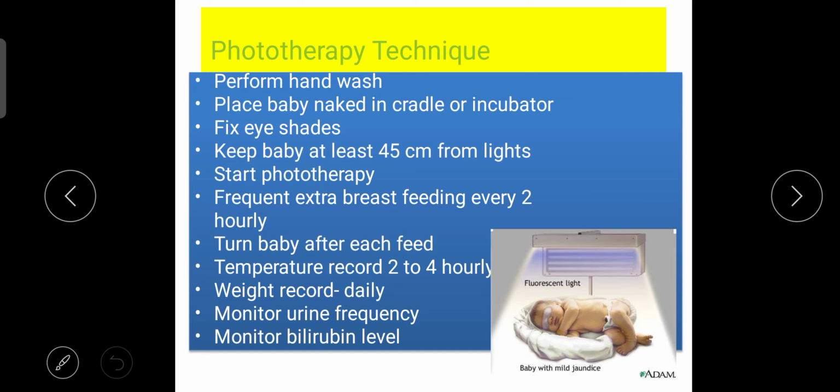Phototherapy techniques: do hand washing, place the baby naked in the cradle or incubator, and fix eye shades, which means the eyes should be closed during this therapy. Keep the baby at least 40 centimeters from the light. Start phototherapy with frequent extra breastfeeding every 2 hours, even during the therapy time; every 2 hours we should give the baby to the mother for breastfeeding. Turn the baby after each feed, record temperature 2 to 4 hourly, record weight daily, monitor urine frequency and monitor the bilirubin level. This is the normal technique that we follow during phototherapy.